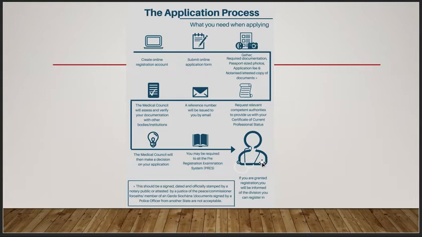And then if you are granted registration, you will be informed of the division you can register in. So basically there are different types of registration divisions. For example, in Pakistan there is provisional registration, and then you will do 1 year of internship or house job, and then they give you permanent registration. Same like in Australia, they have a limited registration, a permanent registration, a specialist registration, and different kinds of registrations. So I can give you the overview of that.